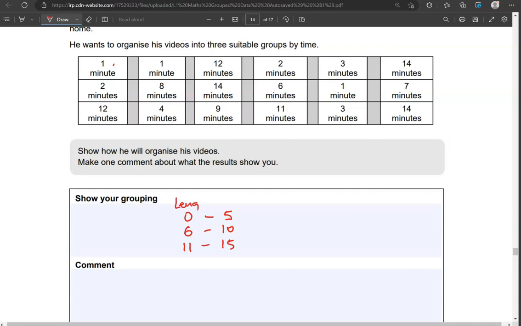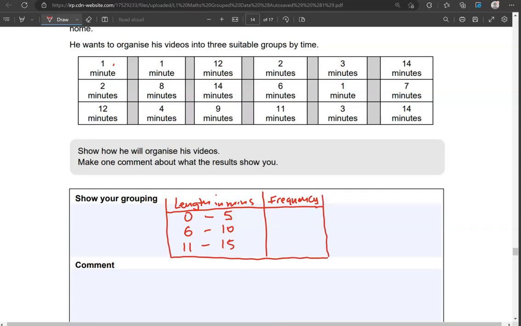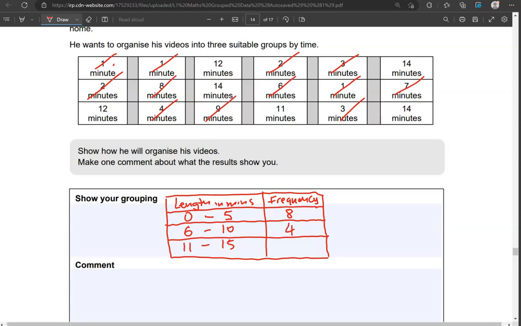So this is length in minutes, and this is frequency or number of videos. So 0 to 5, we've got 1, 2, 3, 4, 5, 6, 7, 8. 6 to 10, we've got 1, 2, 3, 4, and 11 to 15, we've got 1, 2, 3, 4, 5, 6.